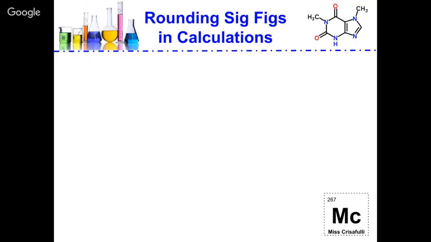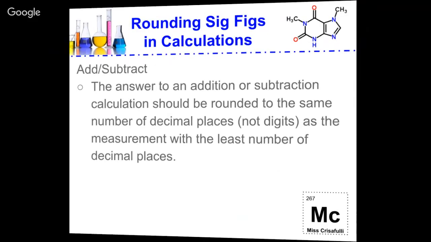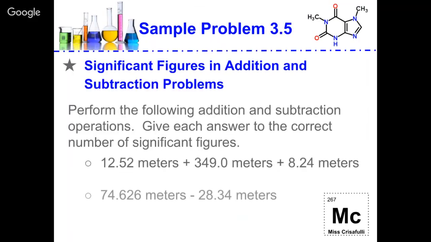So now let's talk about rounding sig figs in scientific calculations. Let's talk about addition and subtraction first. The answer to an addition or subtraction calculation should be rounded to the same number of decimal places, not digits, as the measurement with the least number of decimal places. So let's do an example. Let's look at the following 2 examples. 12.52 meters plus 349.0 meters plus 8.24 meters is the first problem, and then 74.626 meters minus 28.34 meters. We're going to do these 2 and we're going to round them correctly.